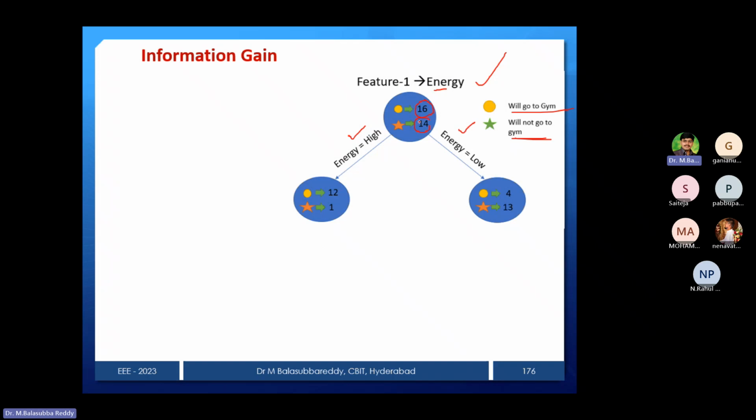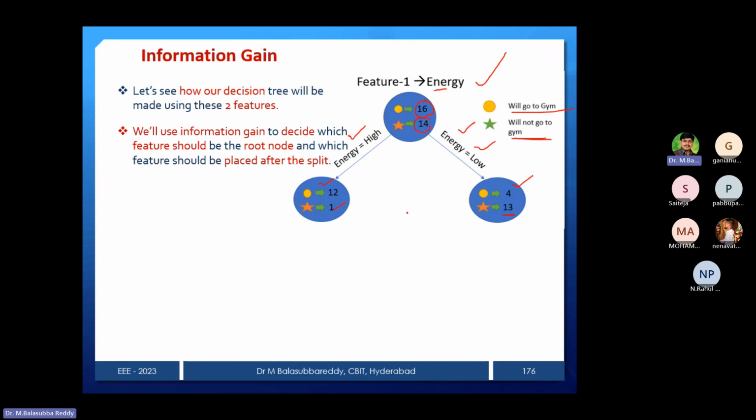So in that, out of 16 plus 14, which is 30, when energy is high, 12 members go to the gym, but one person is not going to the gym. That is one classification here. And the other one is energy is low, then only 4 members go to the gym, the rest do not. So in that, we can use information gain to decide which feature should be the root node, placed after the splitting.